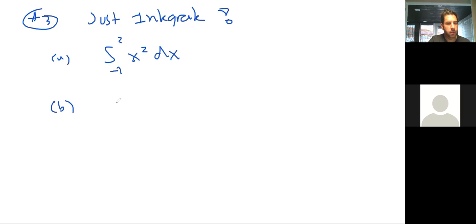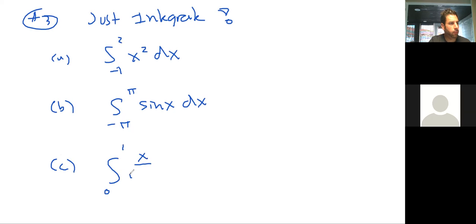And for B, you have to integrate from -pi to pi of the sine of x. And then for C, you're integrating from 0 to 1 of x over 4 plus 5x squared dx. And then these numbers that you'll get represent the area of the region that I'm describing. So you should draw pictures.